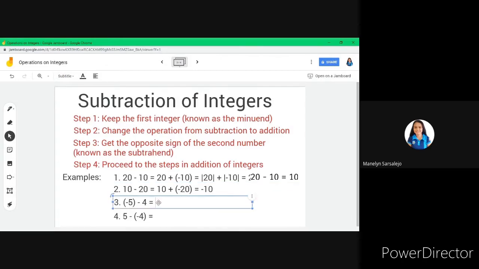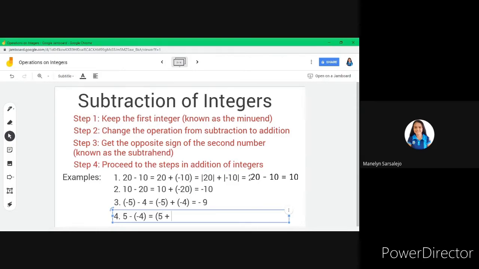Let's proceed to example number 3, negative 5 minus positive 4. So keep the first number, so keep negative 5. And then, step 2, change the operation, subtraction to addition. So, negative 5 plus. Ang positive 4, mahimong negative 4. So, we are now adding the same sign. So, i-copy ra nato ang sign nga pareha nila, which is negative, and i-plus nato ang integers, which is answer is 9. 5 plus 4, 9.